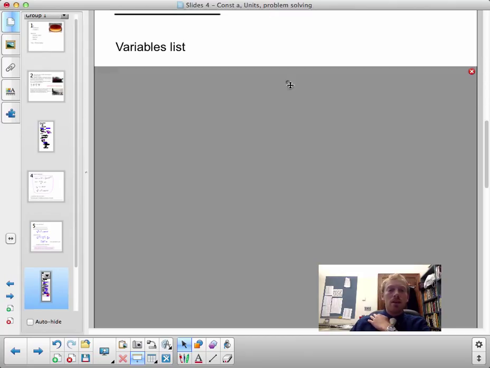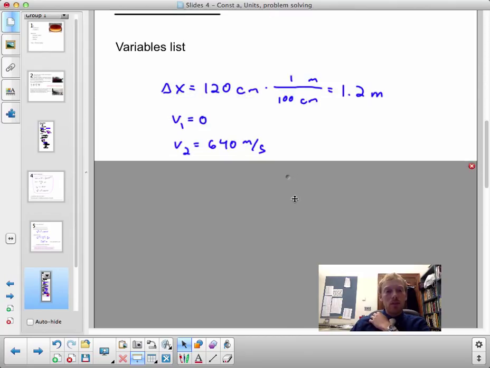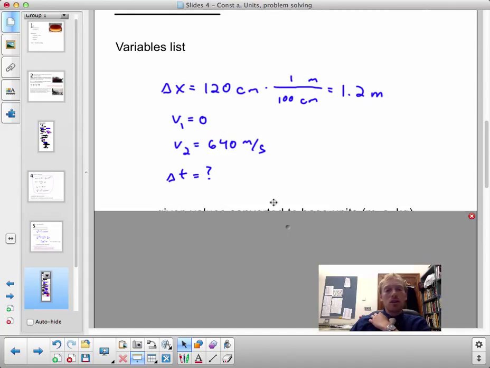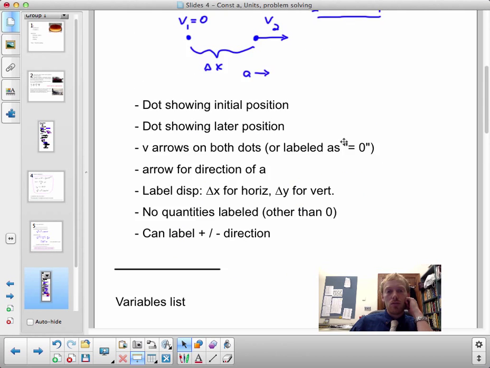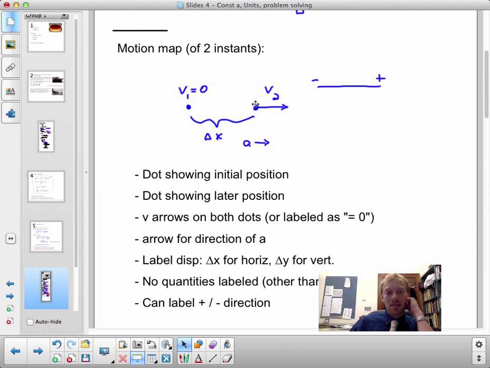After your motion map, I'd like you to list your variables given and asked for. Convert them to base units, so meters, seconds, meters per second, kilograms, convert them here in your list of variables. So in this problem, it was given that the gun barrel, the displacement that the bullet traveled between the first and the second time instant was 120 centimeters, and there's my little conversion. That's 1.2 meters. That is the length of the barrel, between the bullet starting to be fired and the bullet coming out of the gun.